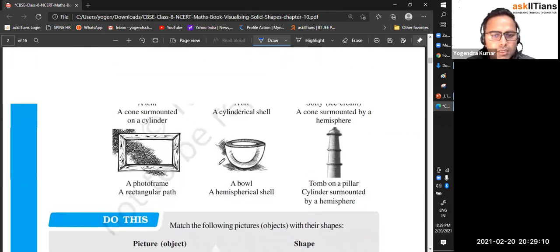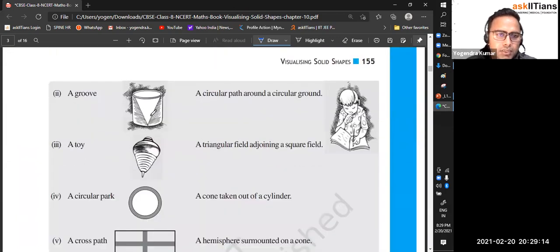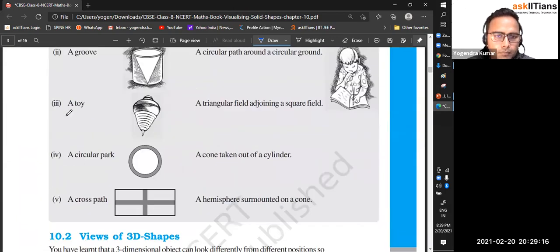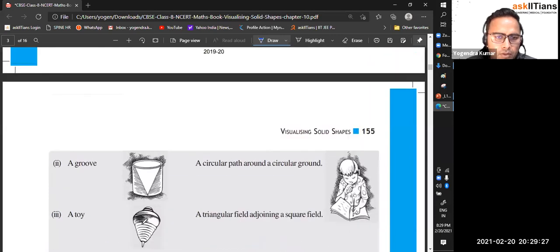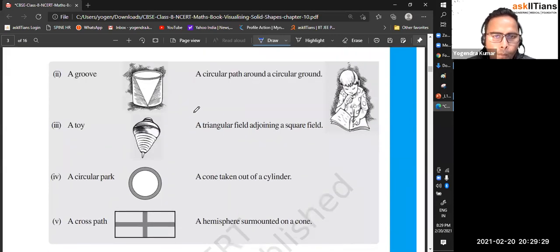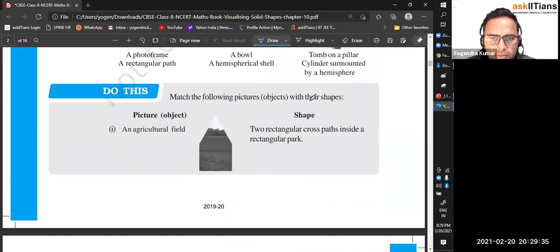These all things, I think you can observe, right? So this is what it is. A toy like this, okay, circular park, cross path, okay, hemispherical, surmounted by a cone. So here we need to identify which one. Okay, match the following objects with their shapes.